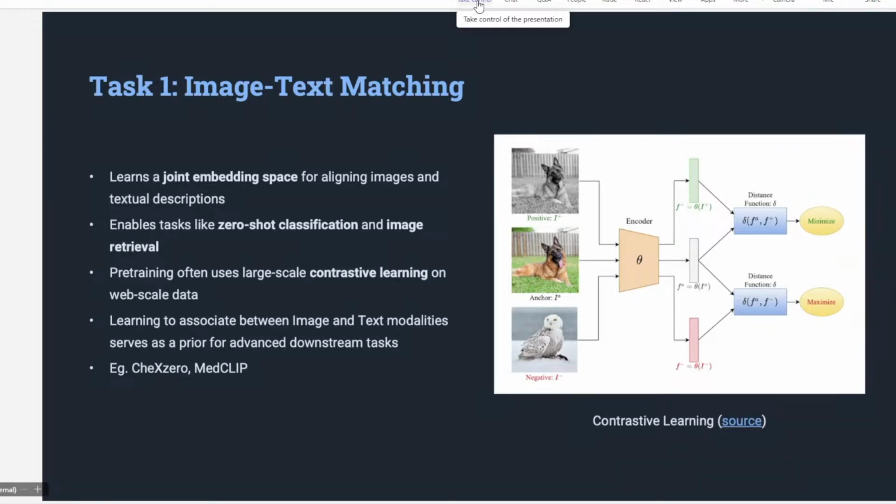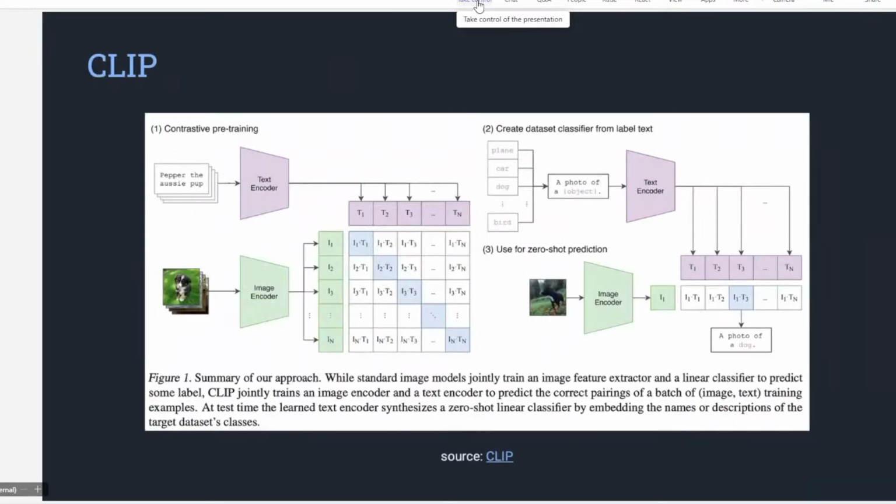The main motivation of doing this is generalizability. There have been several models that have used this concept, starting with CLIP, and then there have been some models specifically developed for medical imaging, like CheXzero and MedCLIP, which enable zero-shot disease classification based on the contrastive pre-training. So let us look at those architectures.